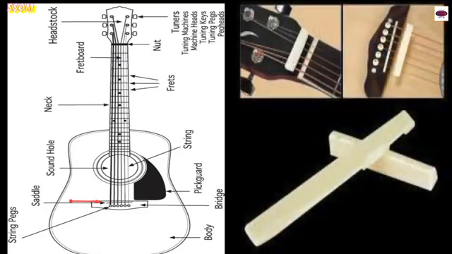Now the saddle. If you see here, this is the saddle in white color, just laid down on the bridge. The saddle plays the same role as the nut at the top of the guitar. The nut holds the strings in place at the top of the guitar. The saddle does the same job at the bottom of the guitar.